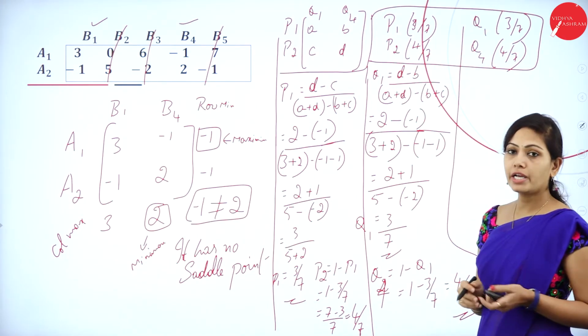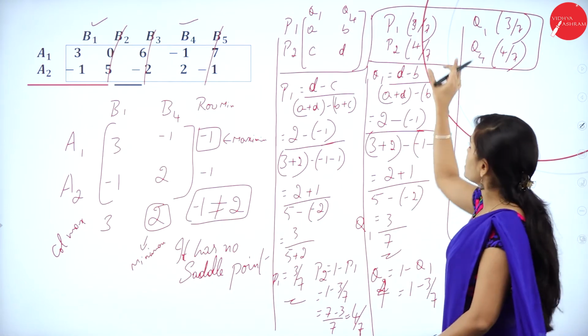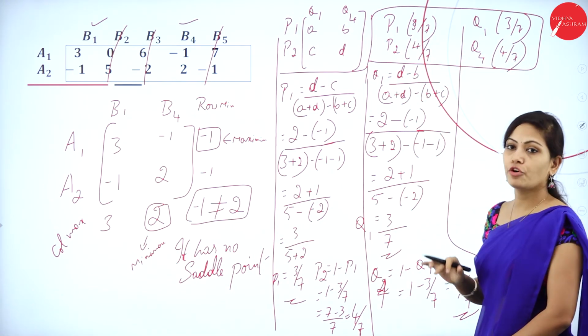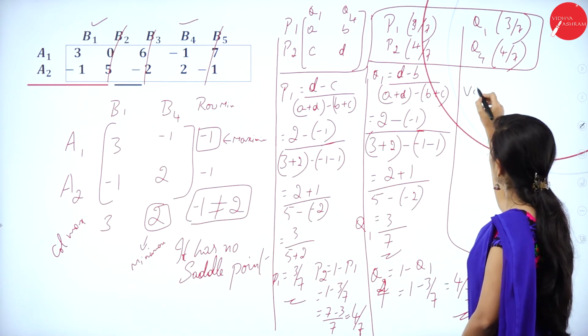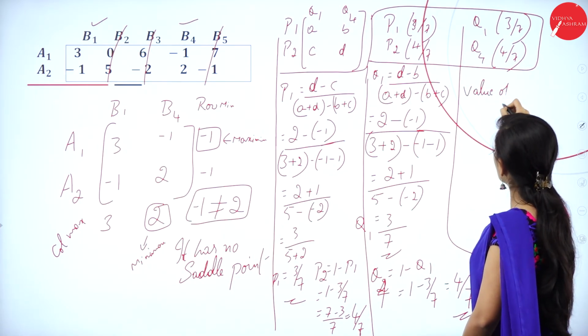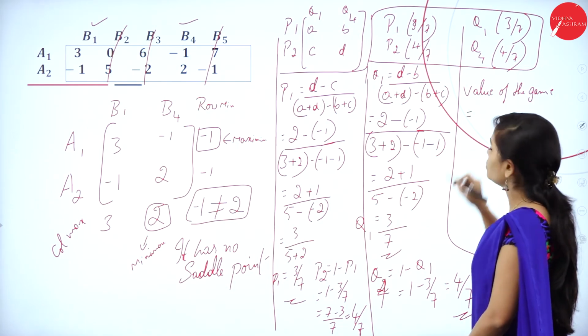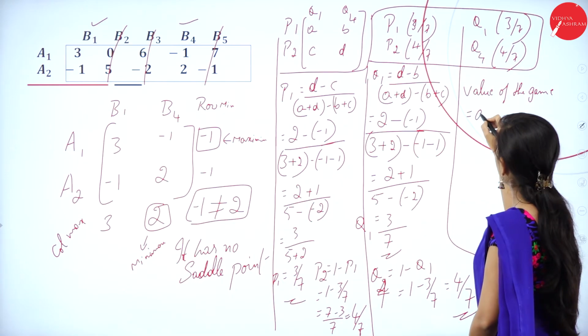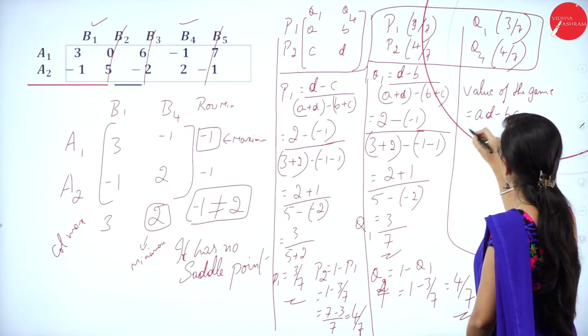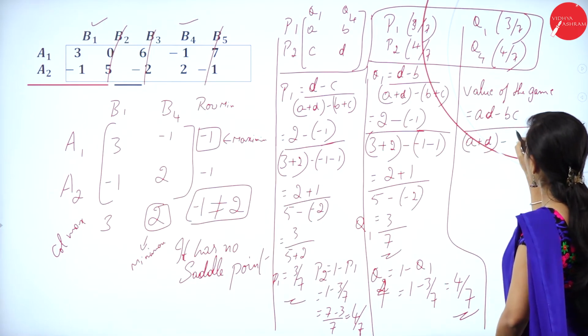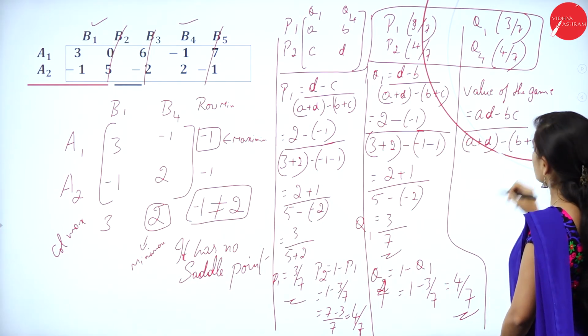So now you can find the value of the game. So this is the optimal strategy for player A and the optimal strategy for player B. Now what is the value of the game? Value of the game is equal to, what is the formula? AD minus BC by A plus D minus B plus C.